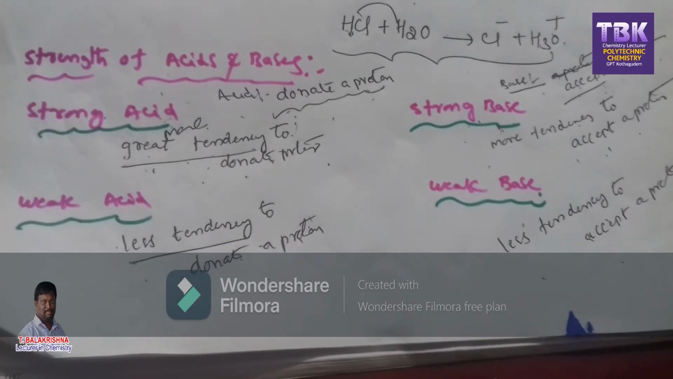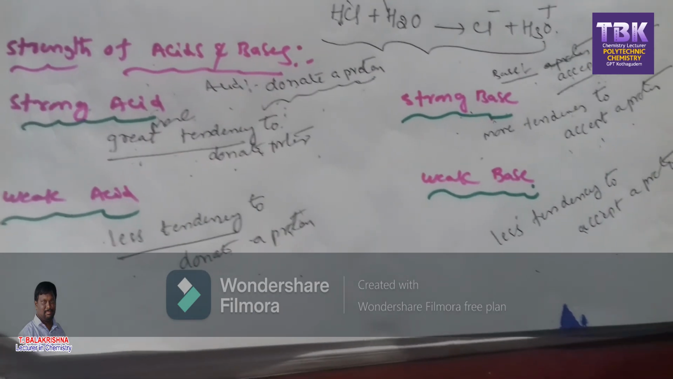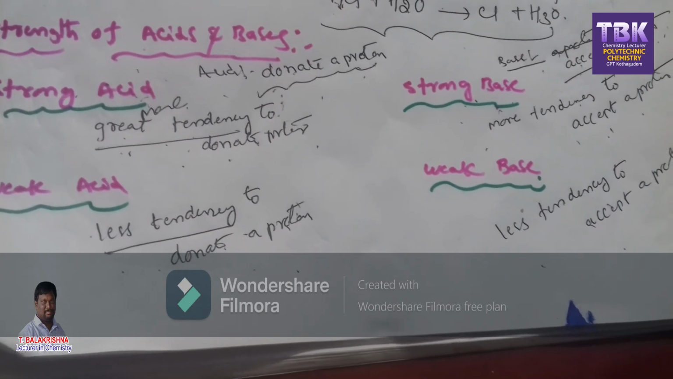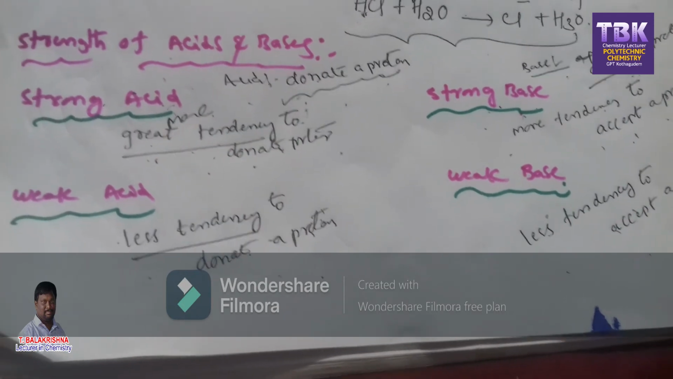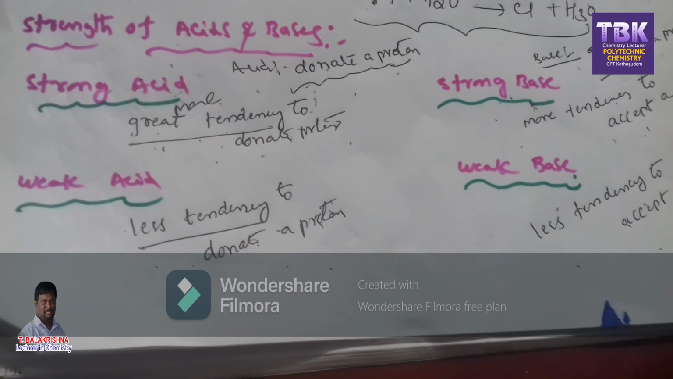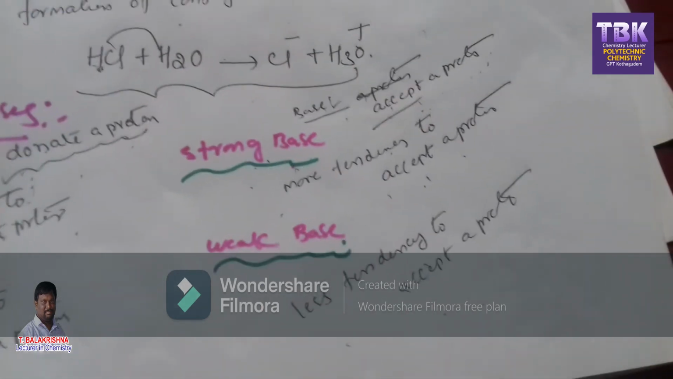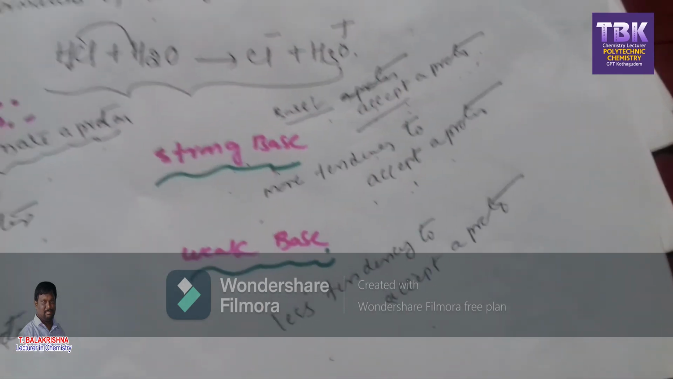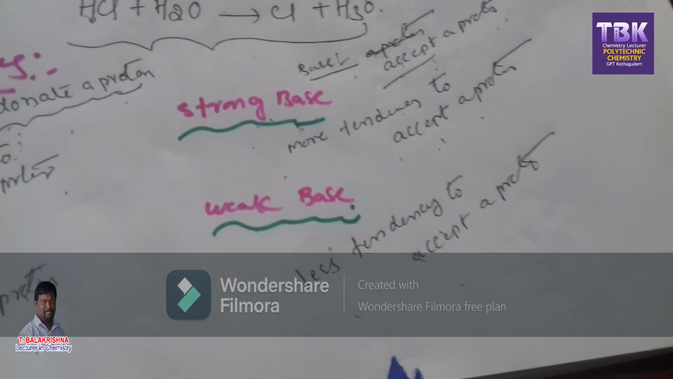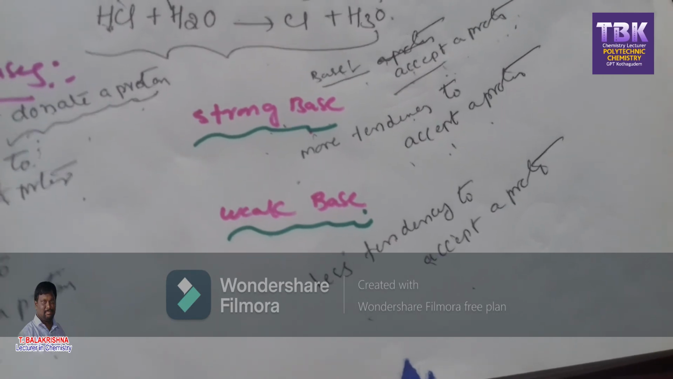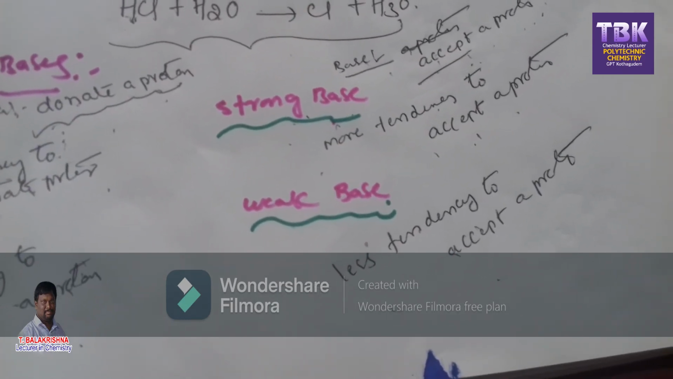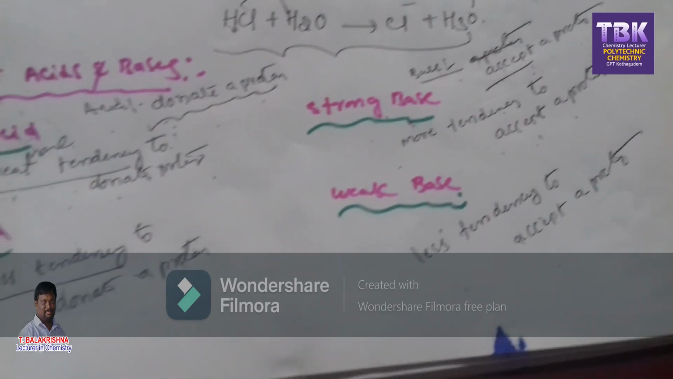What is the definition of strong acid? The acid which has great tendency to donate a proton is called strong acid. What is the definition of weak acid? An acid which has less tendency to donate a proton is called weak acid. What is the definition of strong base? A base which has more tendency to accept a proton is called strong base. What is the definition of weak base? A base which has less tendency to accept a proton is called weak base. That is the strength of acids.